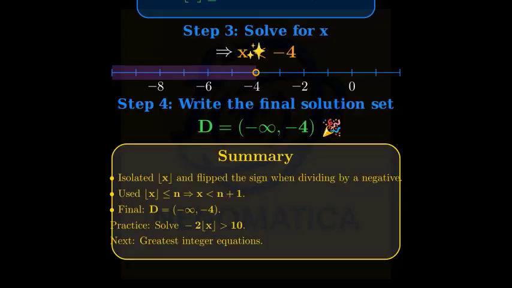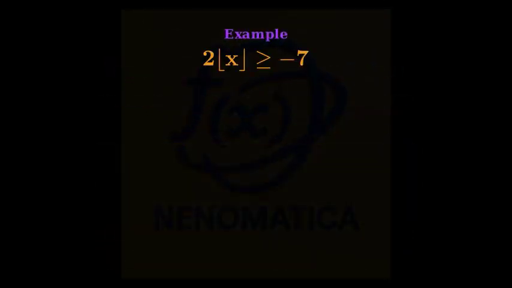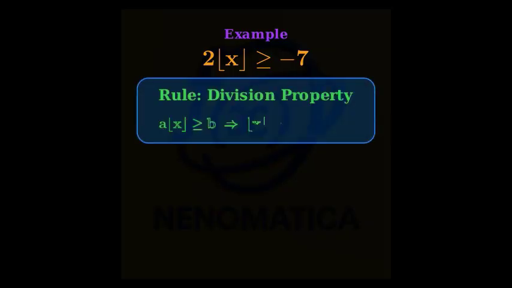Next topic, equations with the greatest integer function. We will follow the exact step-by-step algorithm to solve the inequality 2 times the floor of x is greater than or equal to negative 7. First, we display the example and the problem statement. Step 1. Isolate the floor function. We use the division property to divide both sides by 2, which is positive, so the inequality direction does not change.